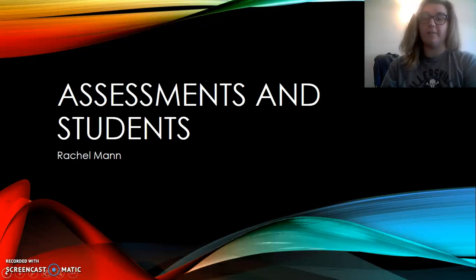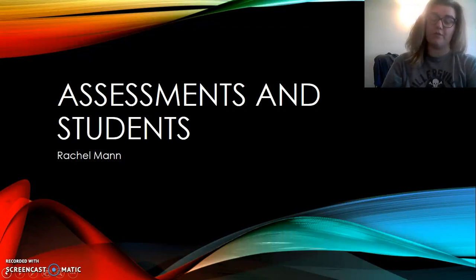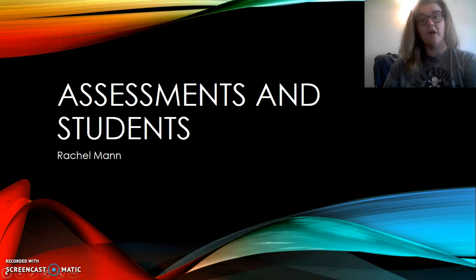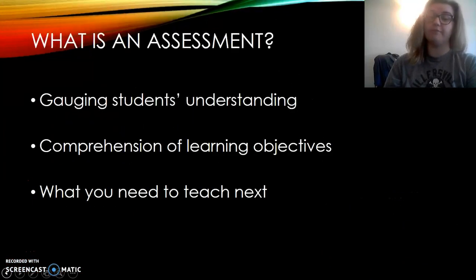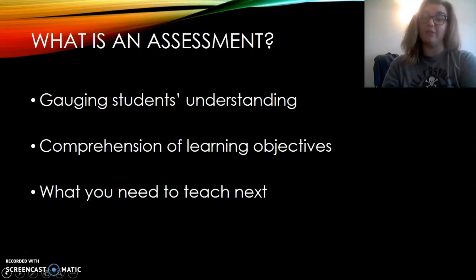So today I'll be talking about assessments and students, as in how can students benefit from assessments and what you can do as a teacher to make sure that the assessments that you give to your students are effective and meaningful. So an assessment is gauging your students' understanding and comprehension of the learning objectives and essential questions that you have proposed to them either at the beginning of the unit or the beginning of the week.